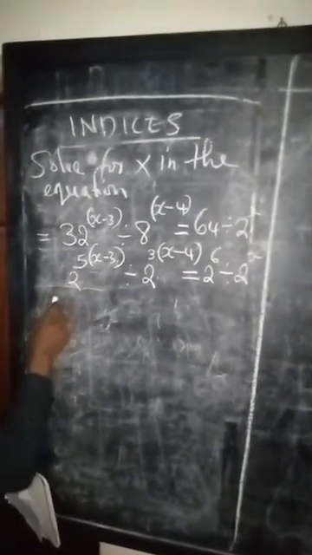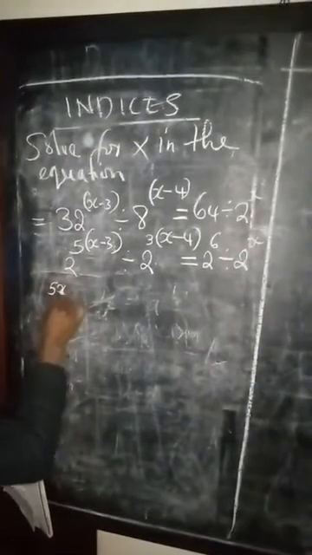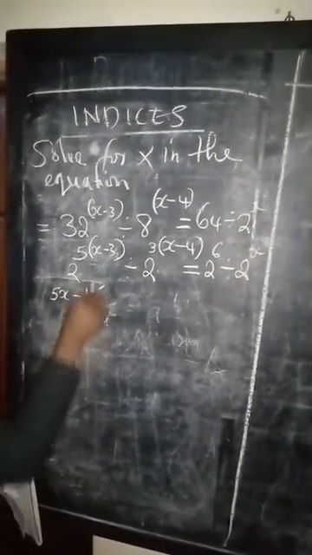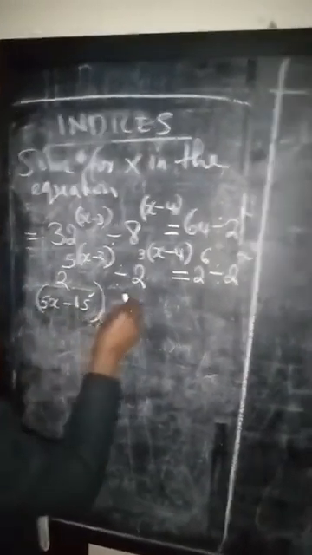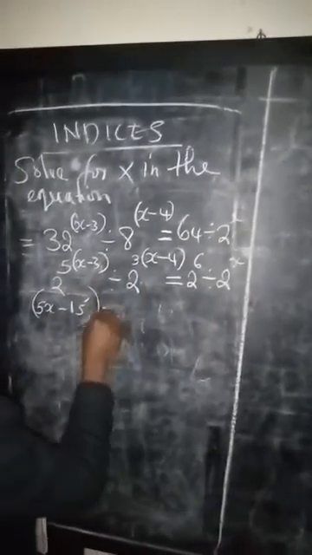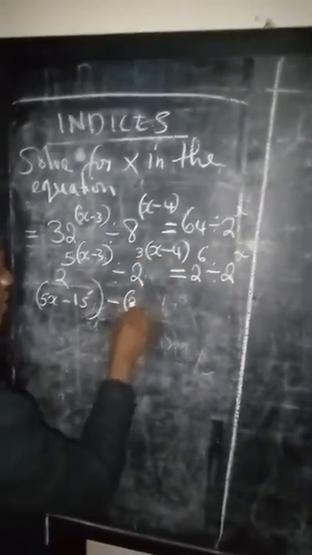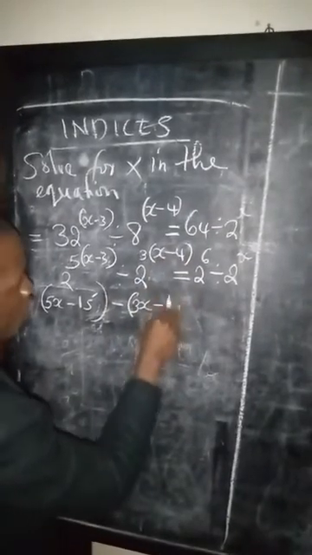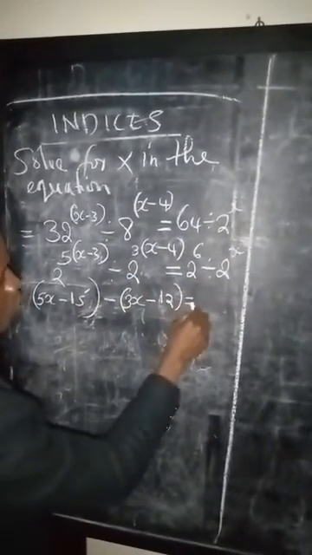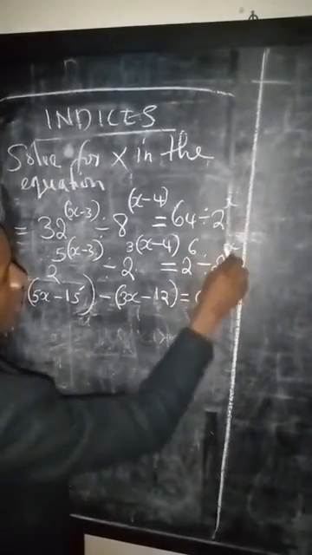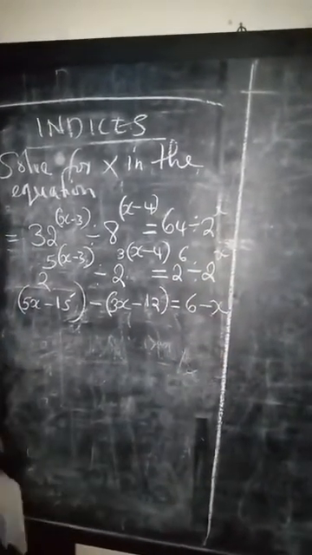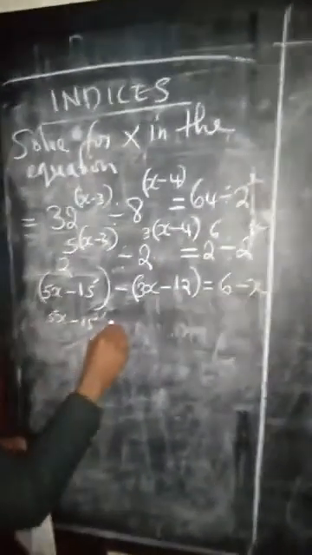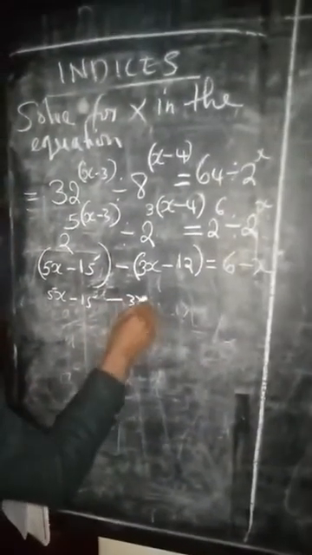The powers, we have 5x minus 5 multiplied by 3, which is 15. Then the bases are the same, so we subtract. 3 into x is 3x, then minus 3 into 4 is 12, equals 6 minus x. From here we have 5x minus 15 minus 3x. The catch is here now.